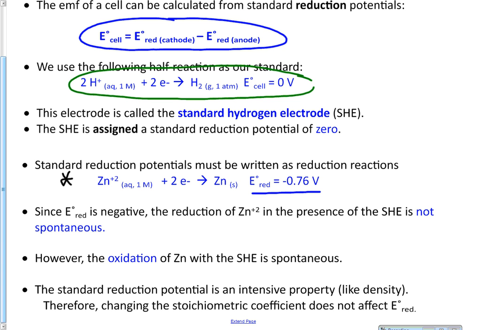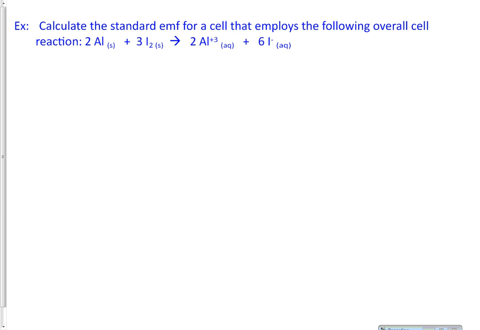So the best thing to do is to try a practice problem. You will definitely want to have Appendix E in your book available so that you can see where I'm getting these numbers. Otherwise, it's not going to make a whole lot of sense. If I check these in the data booklet, I don't think everything you need is listed, because the data booklet is a much smaller list compared to your textbook. The problem says to calculate the standard EMF for a cell that uses the following overall cell reaction.